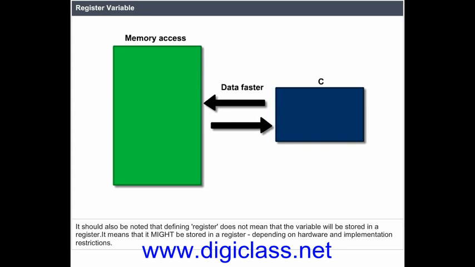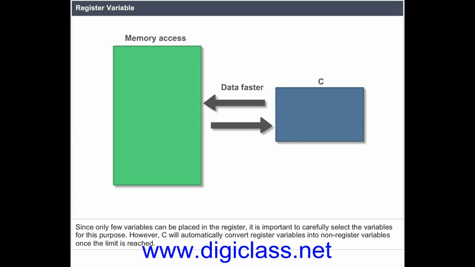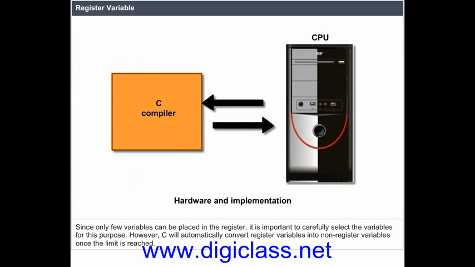It should also be noted that defining register does not mean that the variable will be stored in a register. It means that it might be stored in a register depending on hardware and implementation restrictions. Since only a few variables can be placed in the register, it is important to carefully select the variables for this purpose. However, C will automatically convert register variables into non-register variables once the limit is reached.